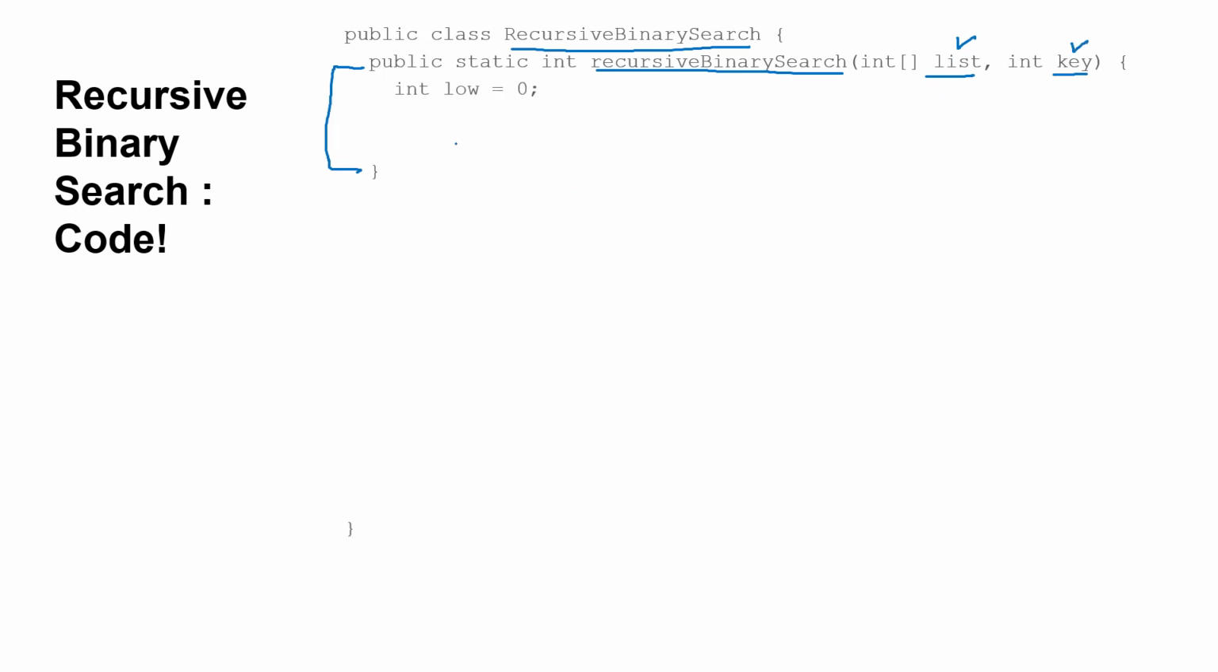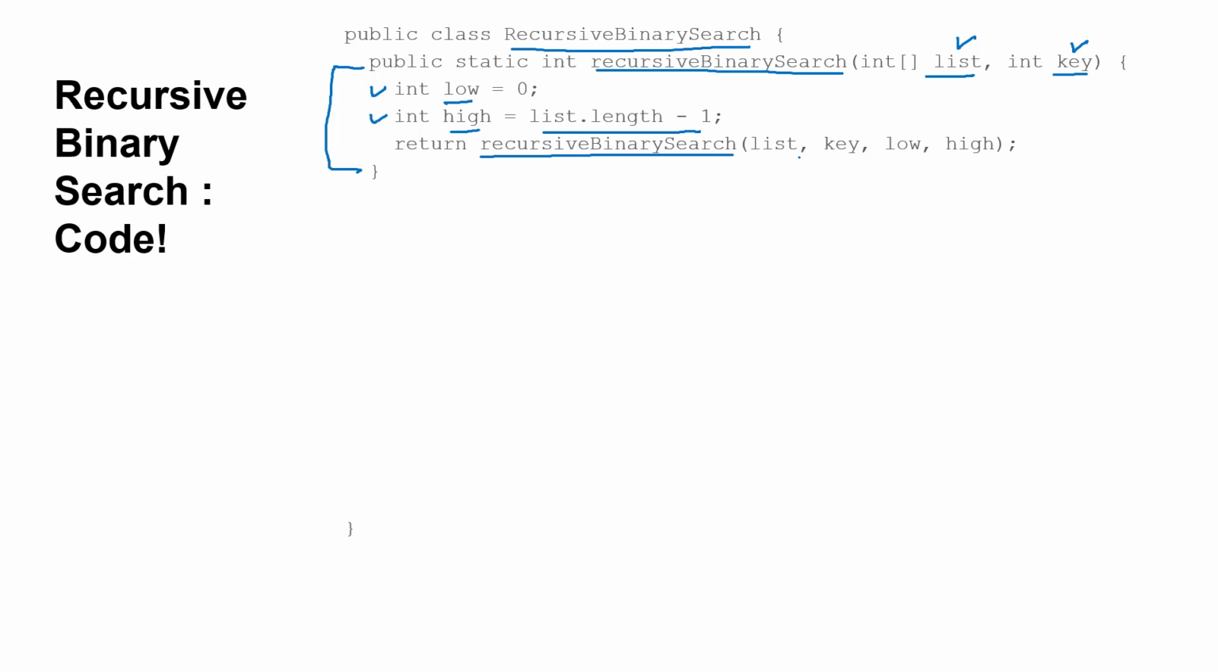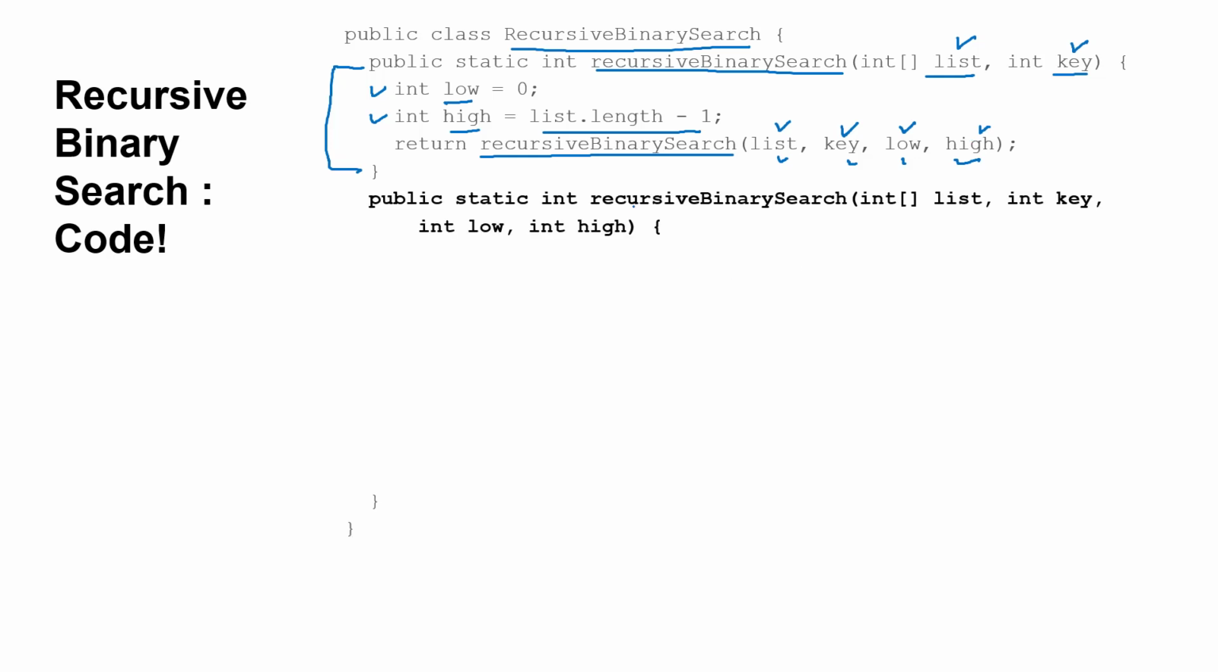Here you need to define these 2 variables, low and high. Low index is 0 and high is list.length - 1. Then we are going to invoke this recursive binary search that we still need to define. That's the overloaded one, and for this we have 4 parameters, right? The list in which we are searching for the key, and the low and high index values. Now let's look into the real recursive binary search method.